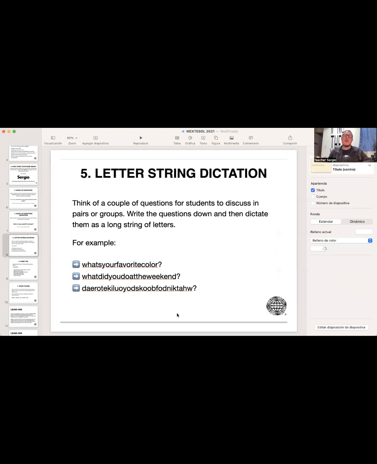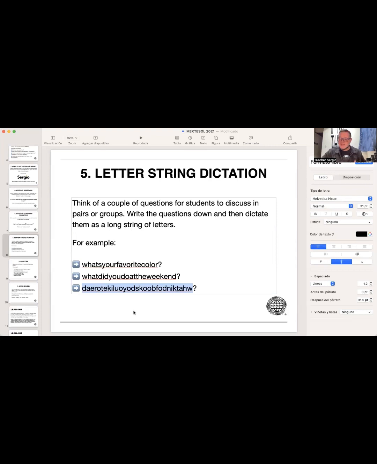Now, of course, this is suitable for basic students because their ability to predict what's coming is probably lower than advanced students. So my recommendation is for A1, A2 students, you can still work with this type of questions. For example, what's your favorite color, or what did you do at the weekend? However, if you're working with B2 and C1 students, my recommendation is you have to do it like this.